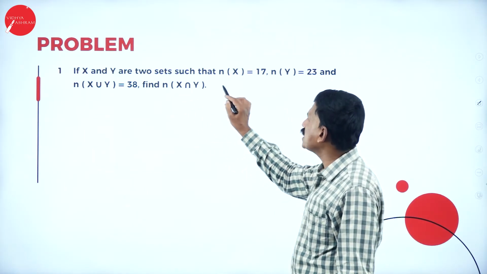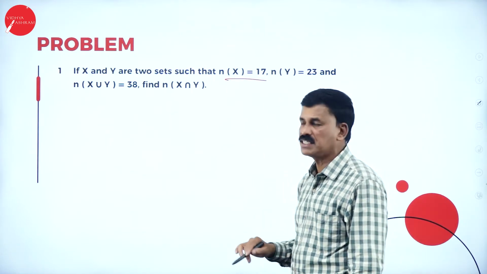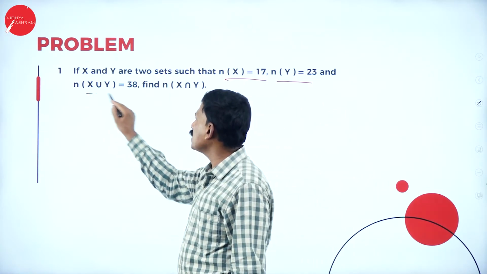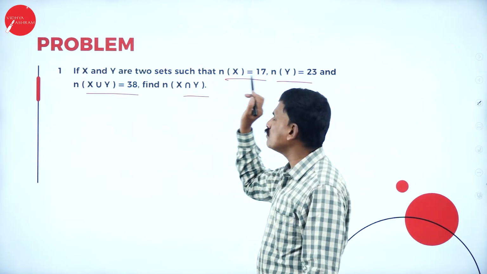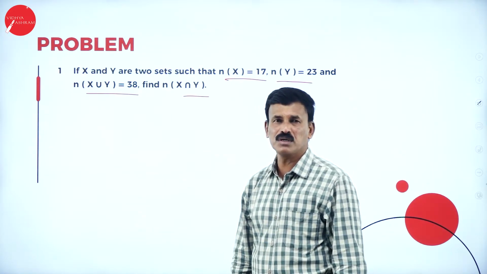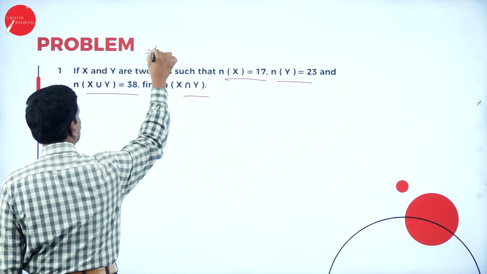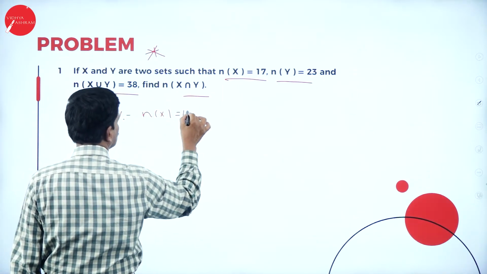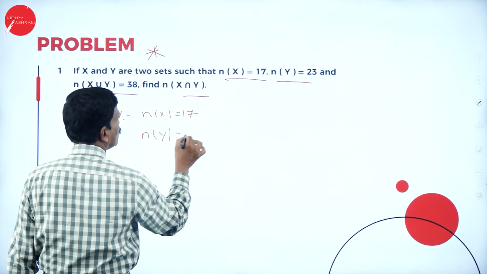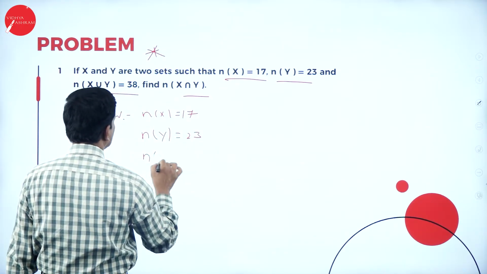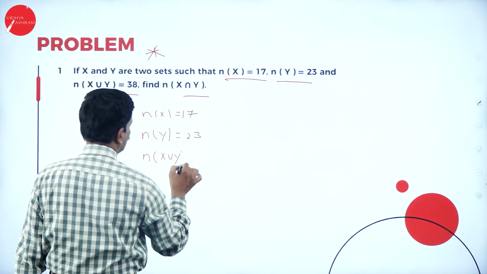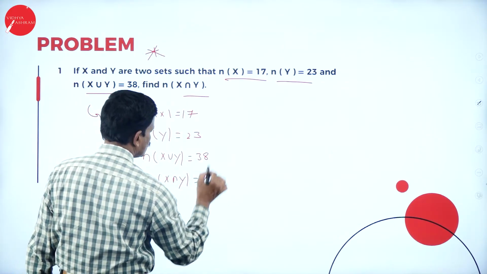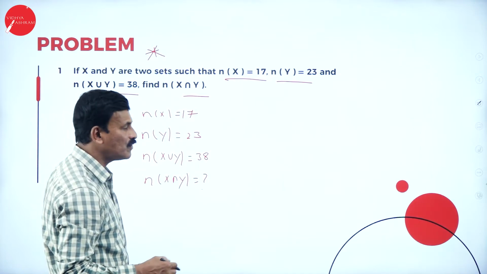If x and y are two sets such that the number of elements in x, n of x, is 17, the number of elements in y is 23 and the number of elements in x union y is equal to 38, then find the number of elements in x intersection y. Very simple. What is given? Very important type of problem for 5 marks. Given n of x is 17, n of y is equal to 23 and n of x union y is equal to 38. What is required is to find n of x intersection y.